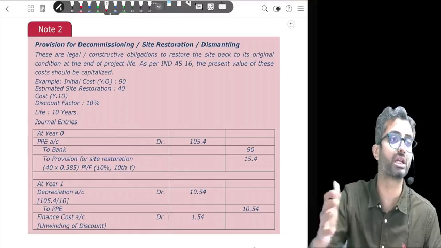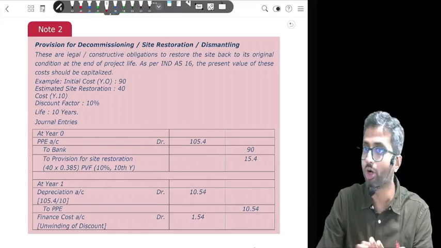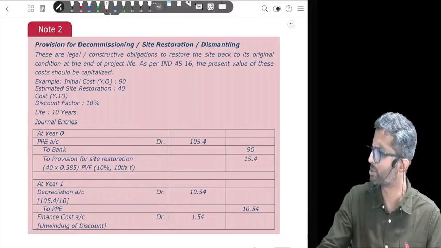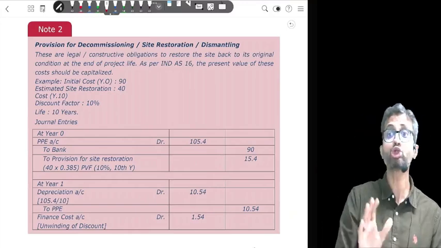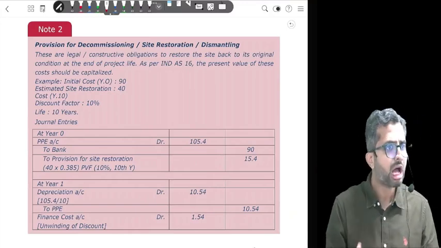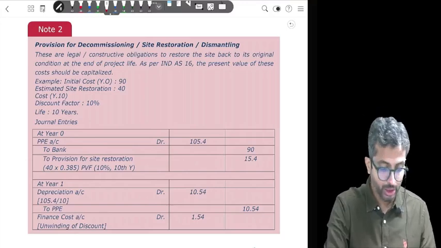What is a classic example of constructive obligation? It is like the Diwali bonus that you might pay to your employees. It might not be legally agreed. However, as per past practices, you have always paid. So there is a constructive obligation attached. Are we clear with this? Okay, so you will create a provision.